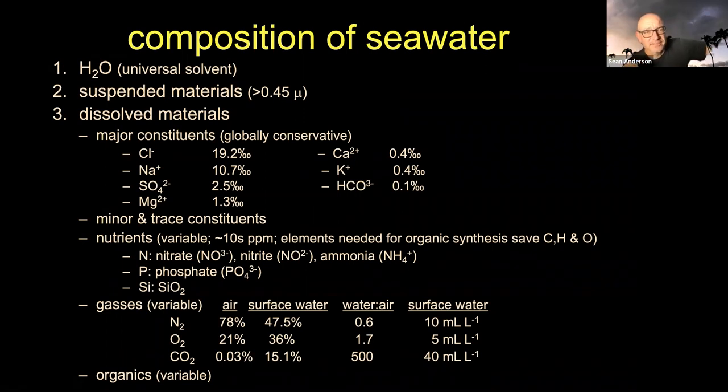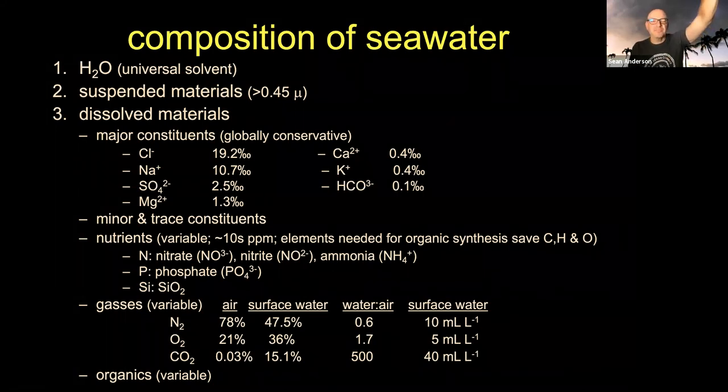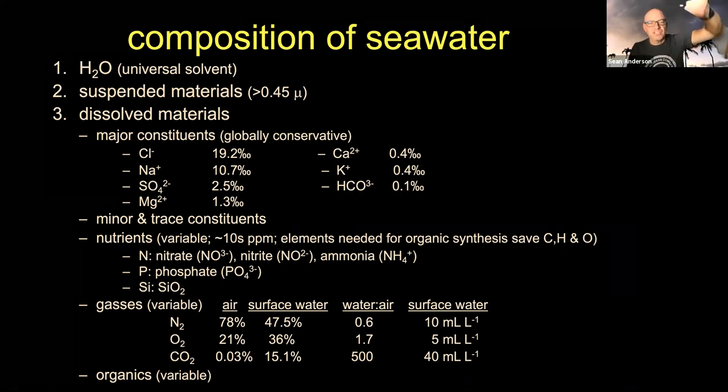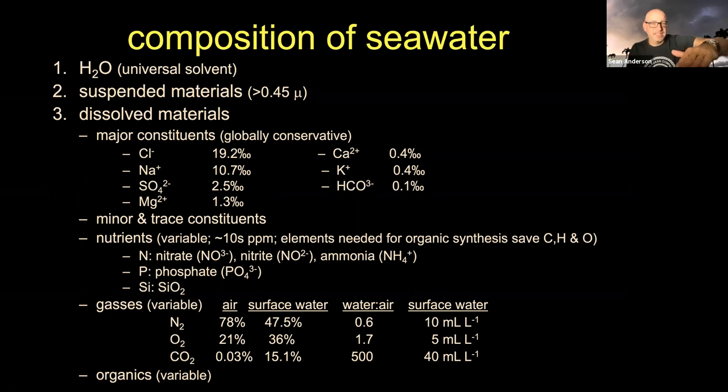So we have chlorine, sodium, sulfates, magnesium, calcium, potassium, and some of these baking soda like compounds. And so, for example, the chlorine is pretty consistently right around 19%, and so on and so forth. So as we look here, we're going from water is the biggest thing, then we have suspended stuff. Suspended could be dead tissue, suspended could be shells, all kinds of stuff, dissolved material. And of the dissolved material, there's still a small proportion of the elements that really make up the majority of these major constituents. Then we have these so-called minor or trace constituents.